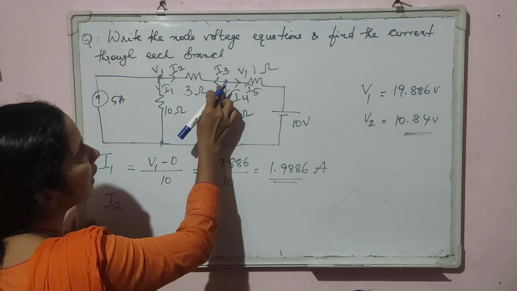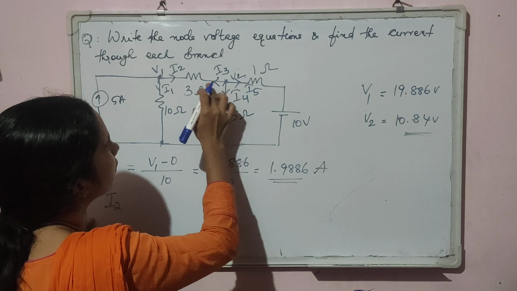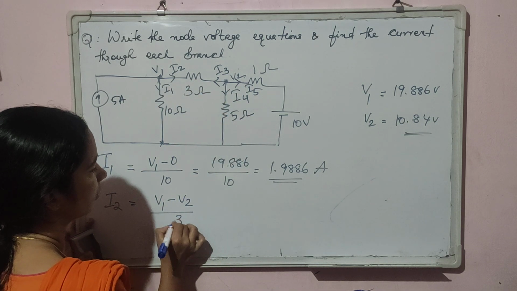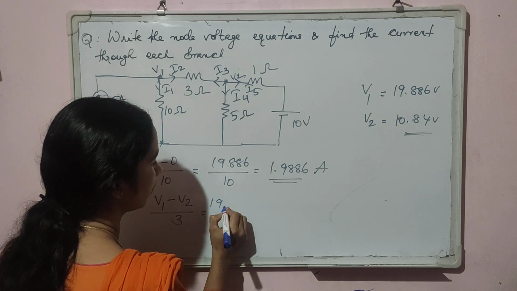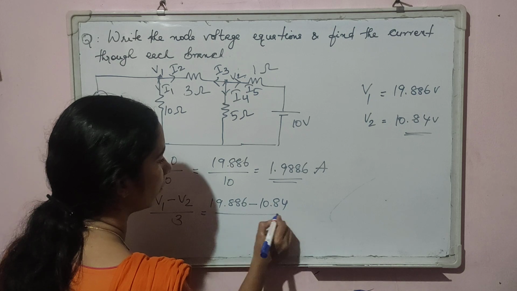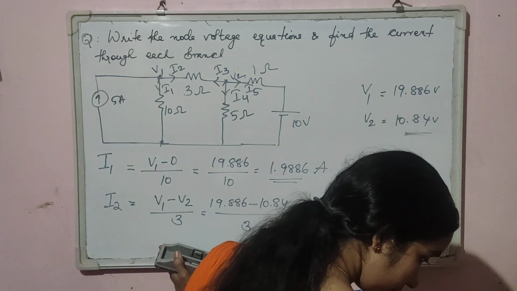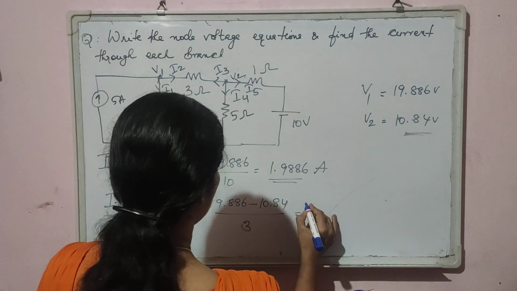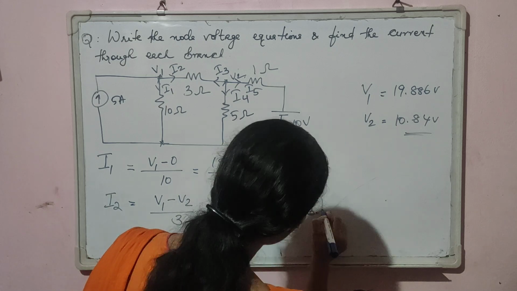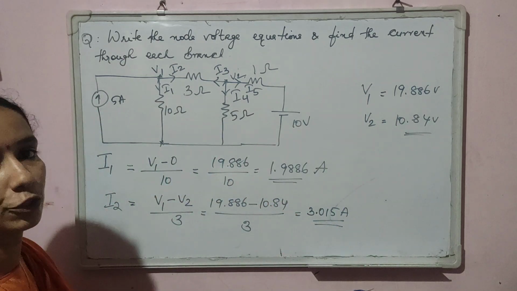Now the next current is I2. I2 is V1 minus V2 divided by 3, which is 19.886 minus 10.84 divided by 3, which is equal to 3.015 ampere. So this is I2.